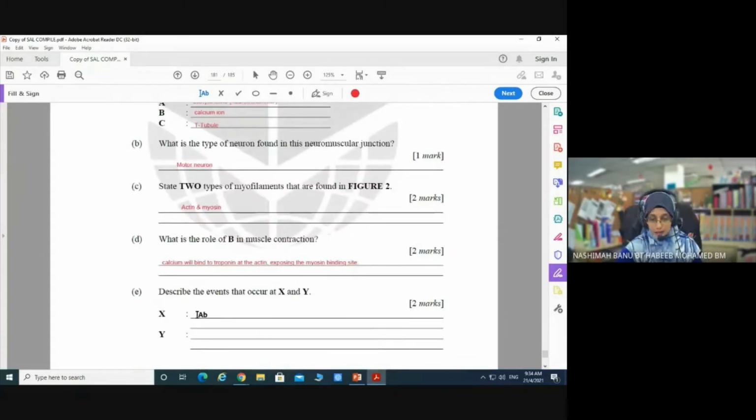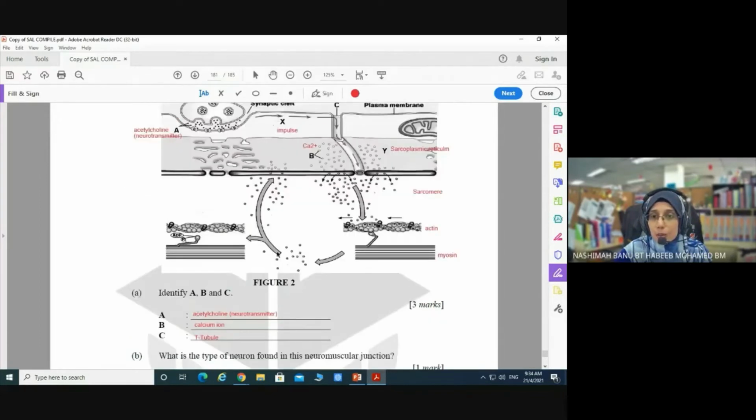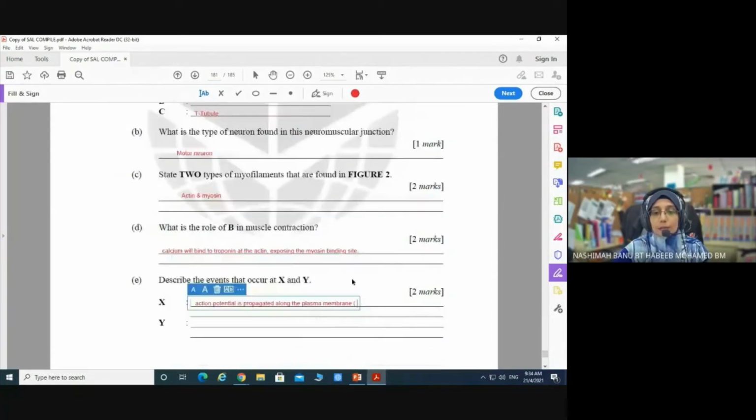Okay, so let's discuss the X. So what happened? Here, the action potential is propagated along the plasma membrane. Okay, so what is another name for your plasma membrane? It's the sarcolemma. Okay, sarcolemma or sarcoplasmic. So never mind, I just put plasma membrane, and it enters the T-tubule. Okay, so the next one.